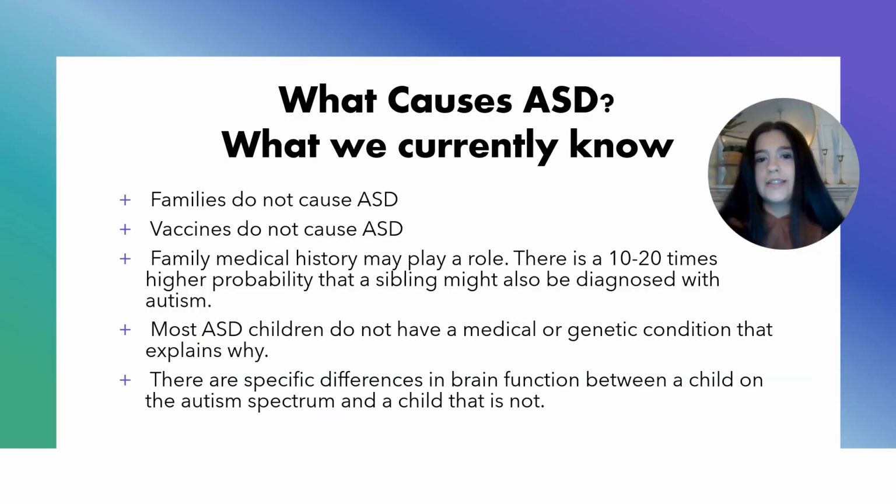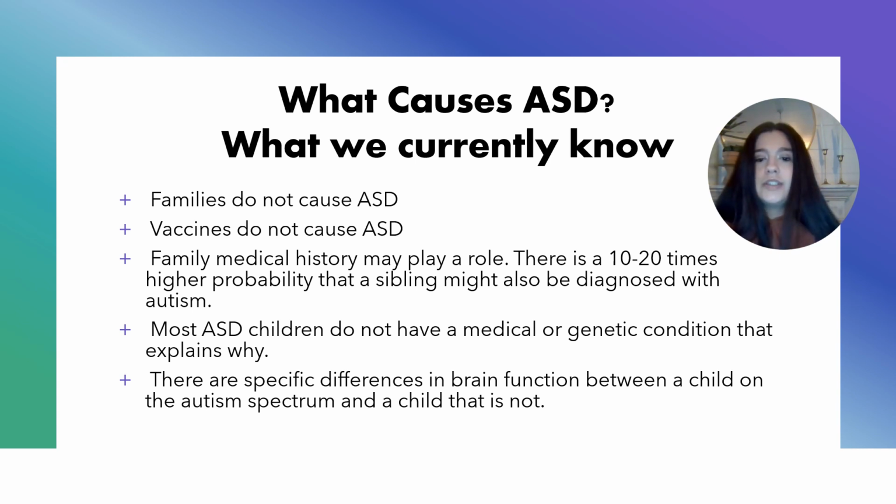What causes ASD? What we currently know. Families do not cause ASD, and vaccines do not cause ASD. Family medical history may play a role. There is a 10 to 20 times higher probability that a sibling might also be diagnosed with autism. Most ASD children do not have a medical or genetic condition that can explain why.